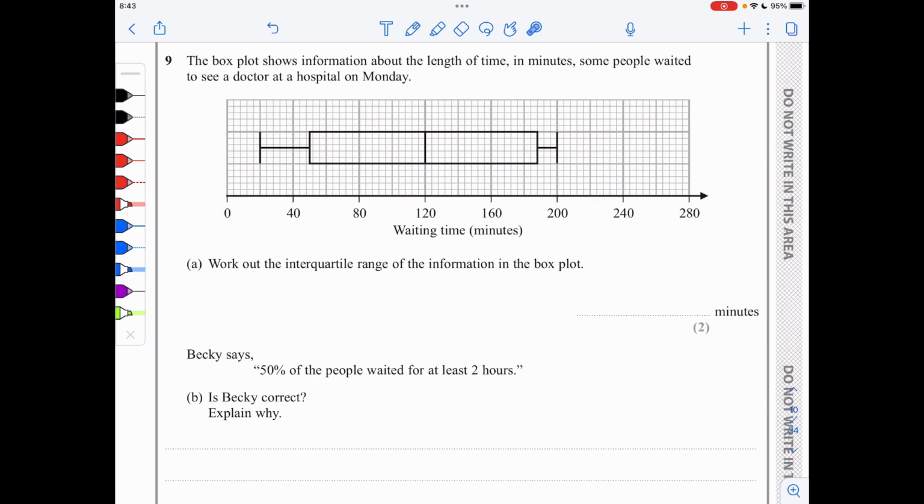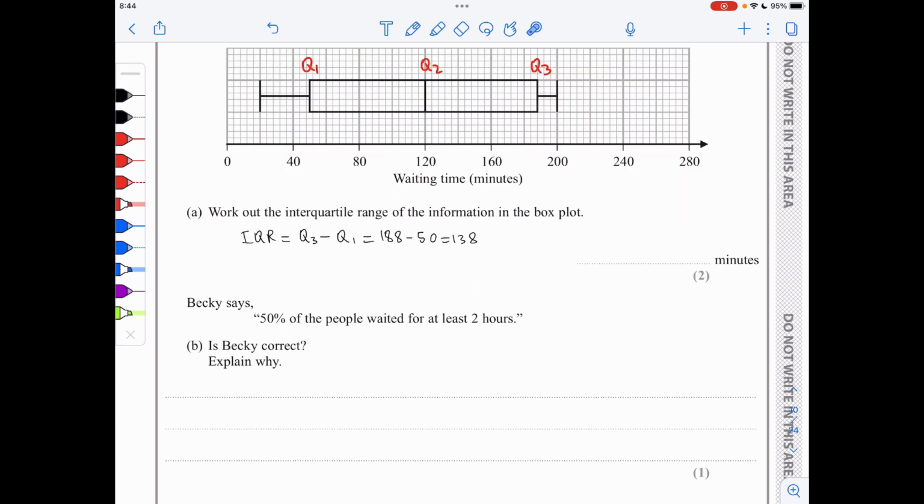In 9, we have the box plot showing information about the length of time in minutes, and we need to work out the interquartile range. Well, we know that from the box plot we've got Q1 here, Q2, and Q3, and the interquartile range is Q3 minus Q1, the upper quartile minus the lower quartile, which is 188 minus 50, which gives an answer of 138.